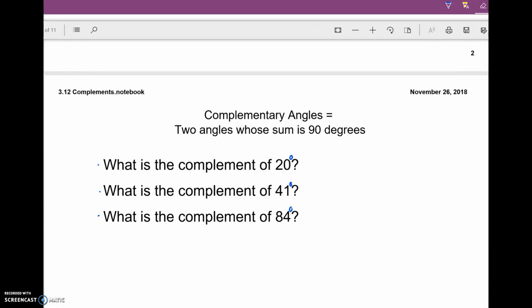This lesson is over complements. Let's review what complementary angles are. In your notebook, go ahead and write down the definition that I've got here. Complementary angles are two angles whose sum is 90 degrees.